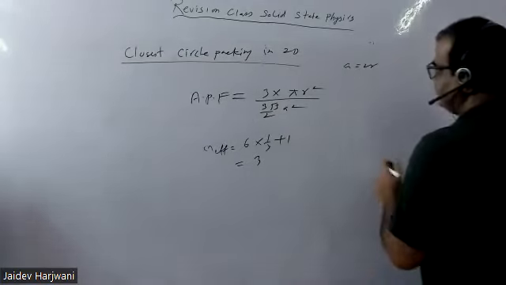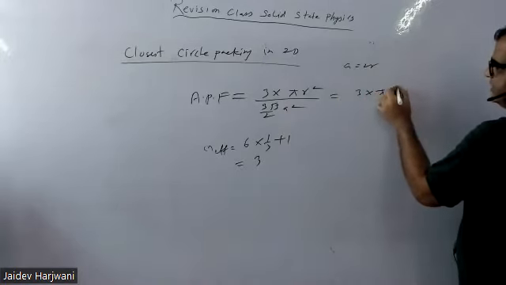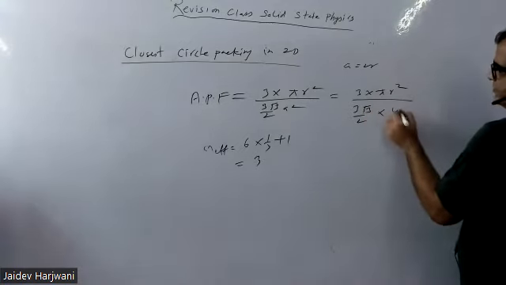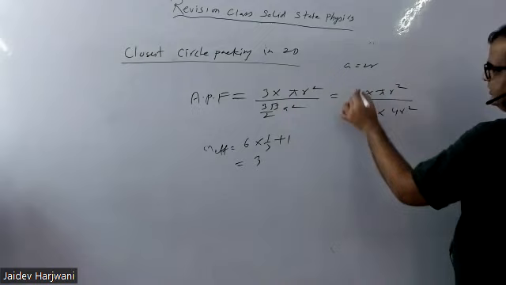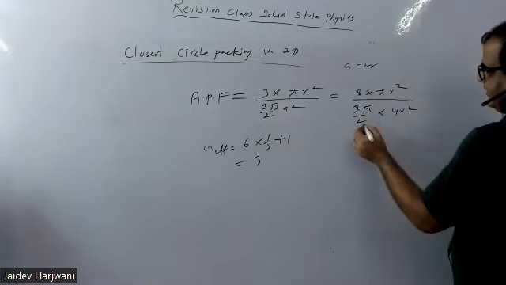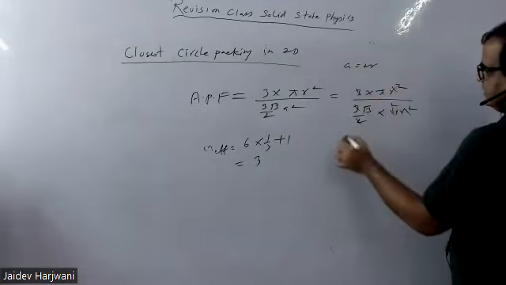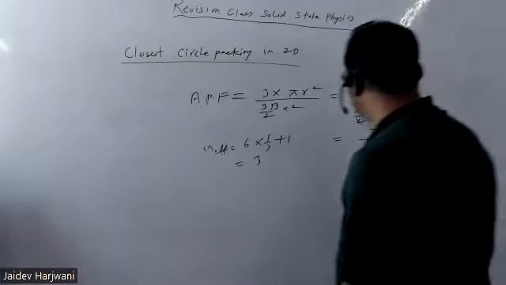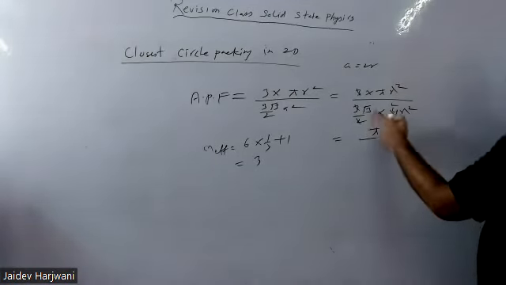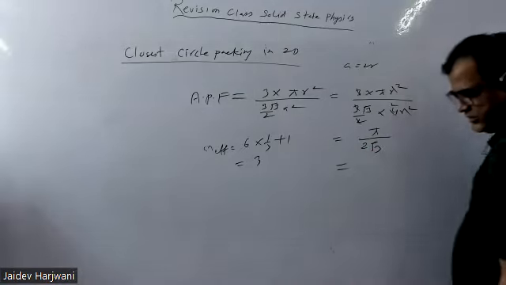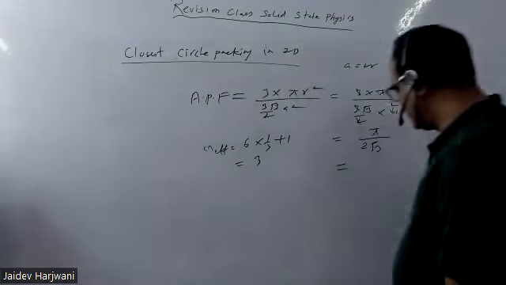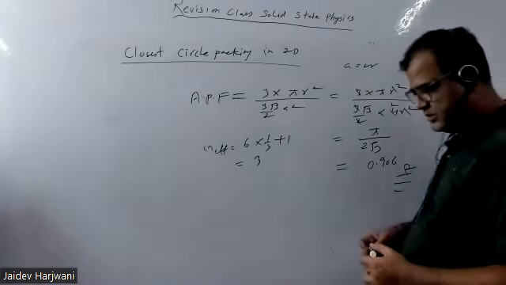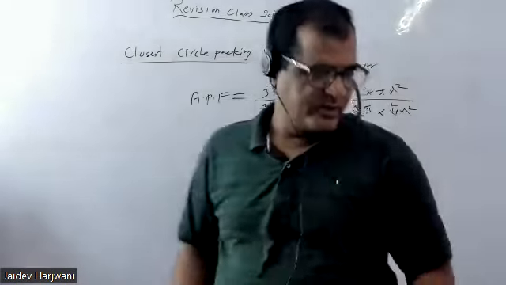And these values you can put here. 3 into pi r square upon 3√3 by 2 into a square, where a is your 2r, so that is 4r square. So 3 cancels, 2 cancels, r square cancels. This comes out to pi upon 2√3. If you solve this, it comes out 0.906. This is for closest circle packing in 2D.